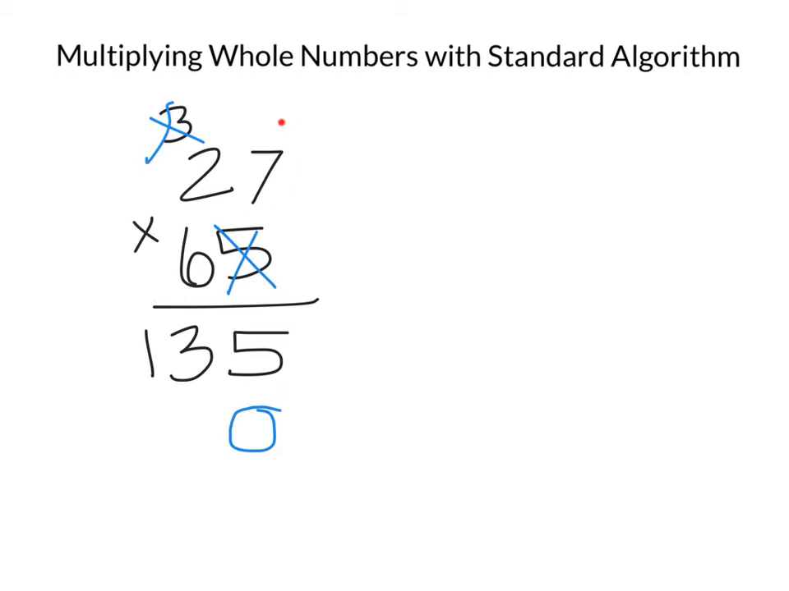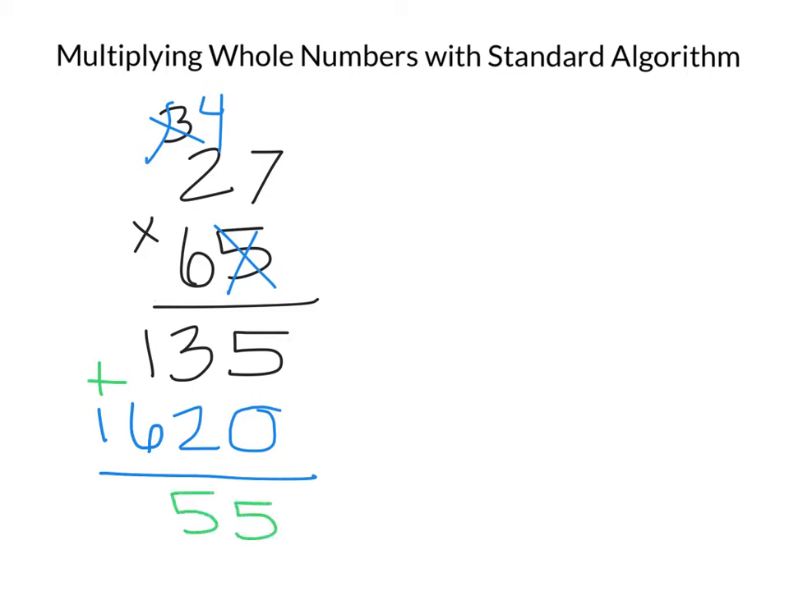Now I multiply 6 times 7. 6 times 7 is 42, so I drop the 2, I carry the 4. 6 times 2 is 12, I add 4, and I get 16. So I put 16 right there. Now I have to add. So 5 plus 0 is 5. 3 plus 2 is 5. 1 plus 6 is 7. 0 plus 1 is 1. And my answer is 1,755.